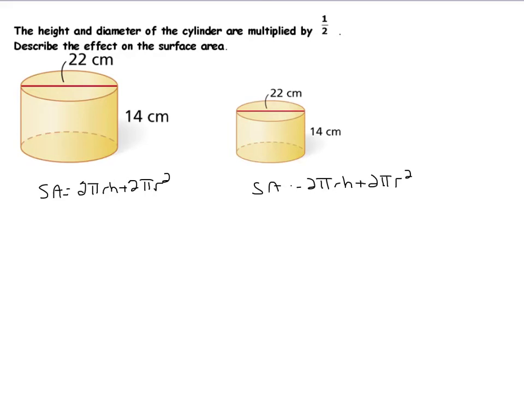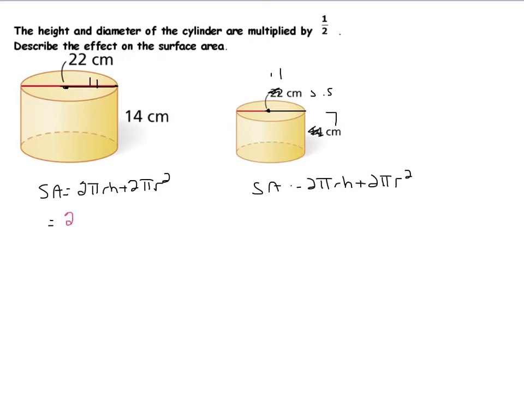All right, so let's plug some stuff in. I know that the radius here has to be 11. Oops, this is supposed to be 11, you guys. I'm sorry. So then the radius here has got to be 5.5. And if this is 7, okay.